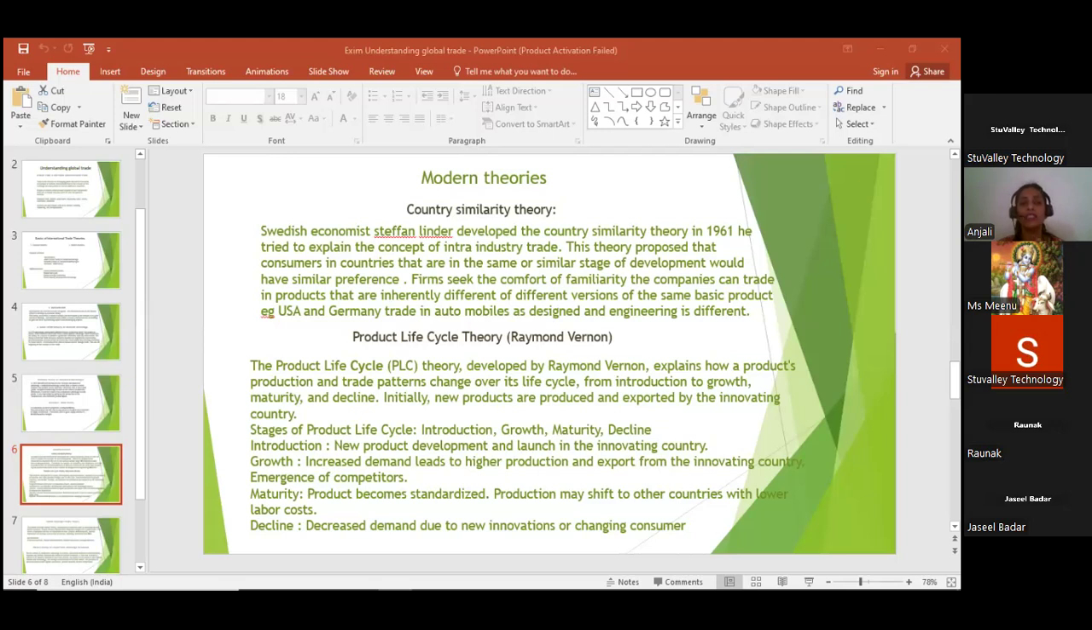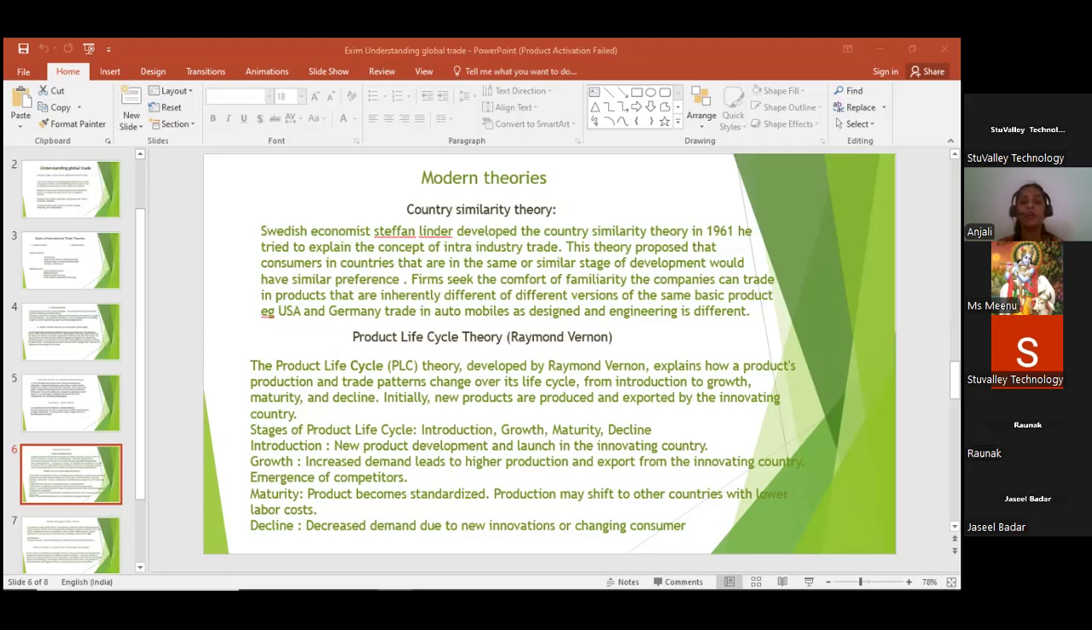In this growth stage there is increased demand, which leads to higher production and export from the innovating country. For example, iPhone demand in the USA is high, as well as in India. They start to export when they get positive feedback in their own country. They export their product to various countries, and the demand for that product goes on increasing.